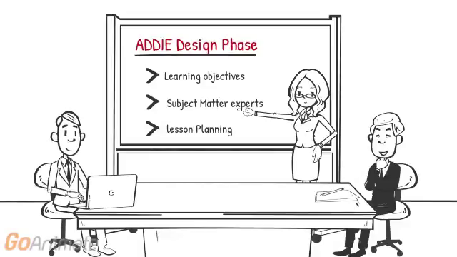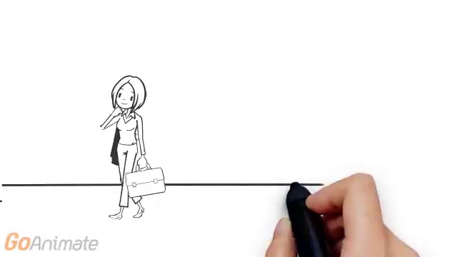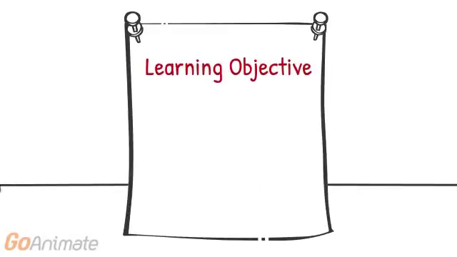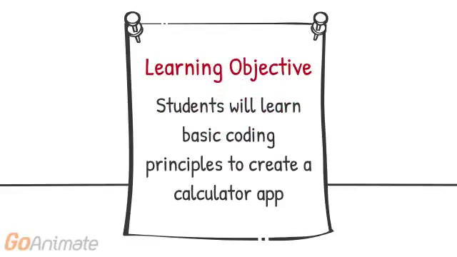Design: what are the learning objectives at the end of the e-learning? Need to identify the subject matter experts to help. And finally, begin the lesson planning. The learning objective of this unit of instruction: students will learn basic coding principles to create a calculator app, to help stay up to date with the latest technology.